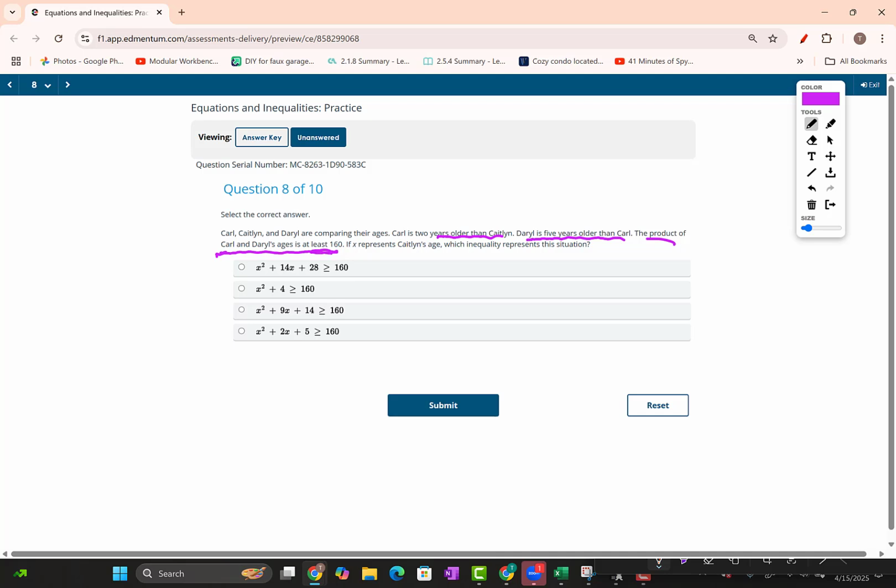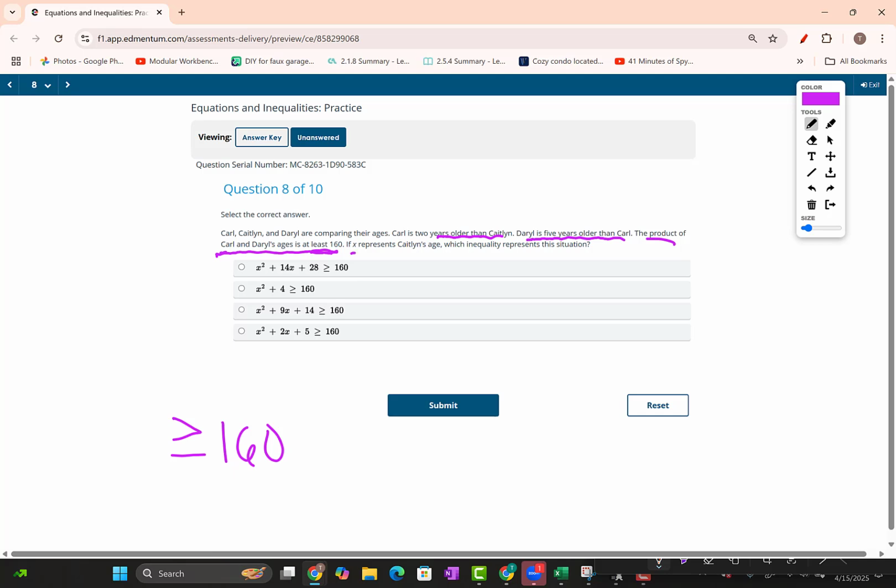Let me stop right there. At least. If something is at least 160, that means it's 160 or above. And really, that doesn't help me because all 4 answer choices have that. All right, so let's keep going.